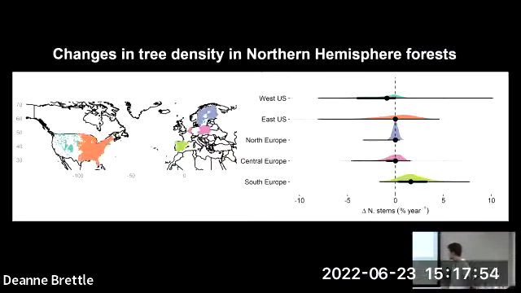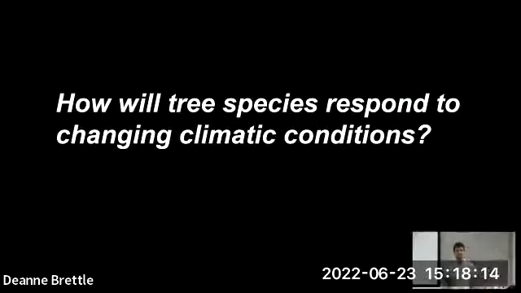So this one gives a slightly clearer idea. Here you can see these density and interval plots, where we can see, for example, how South Europe, or in this case Spain, is increasing in tree density, but the Western US is decreasing. But here the issue is, okay, we know what's going on in terms of density, but one of the biggest questions that we are addressing here is how will tree species respond to changing climatic conditions? So we know what's going on at the plot level, but what's going on at the species level?